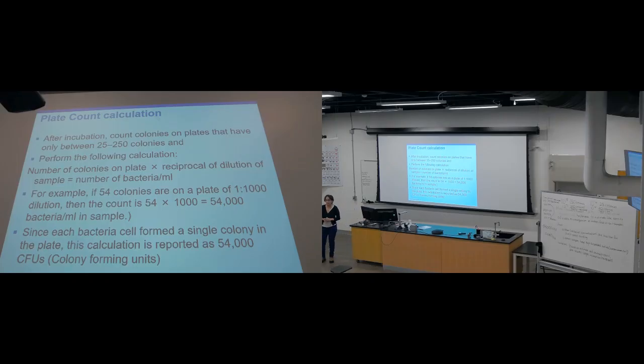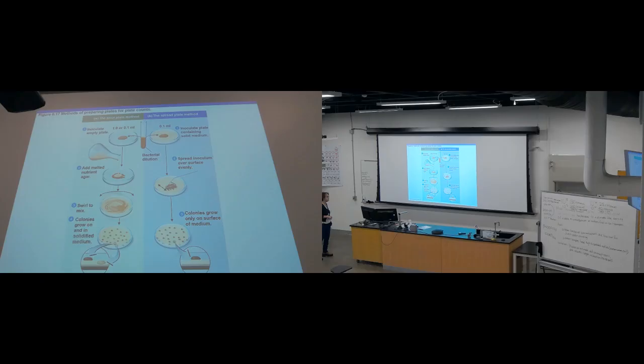Some bacteria form clusters, like in the case of Staph aureus. So that's why you call it colony-forming units rather than bacteria, because out of that you can form a colony. And each colony, of course, comes from a single cell.